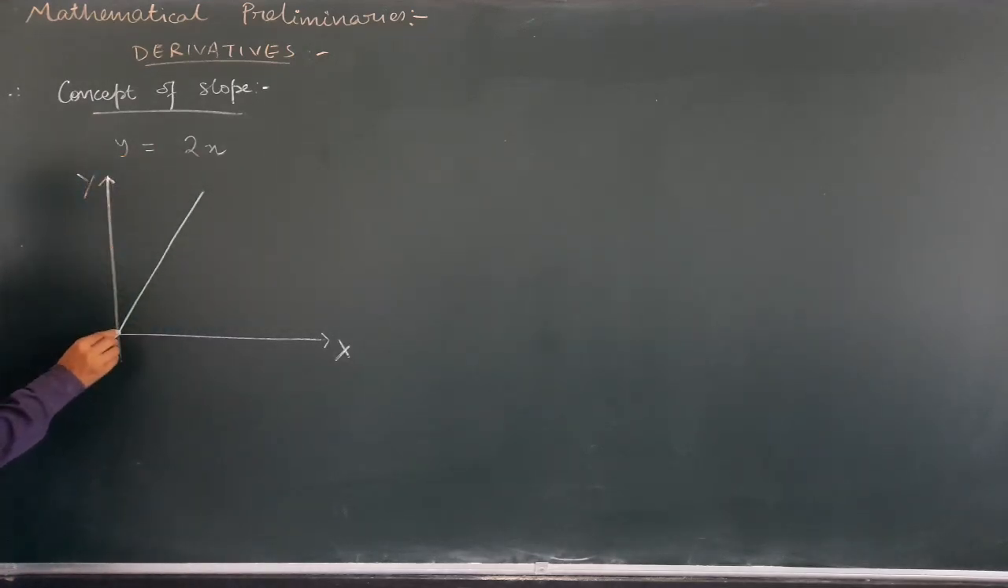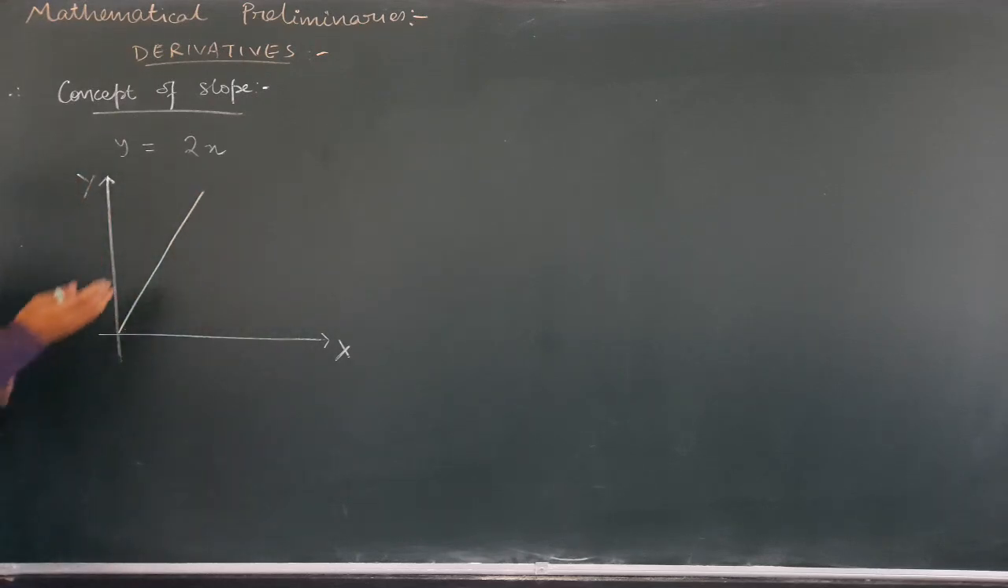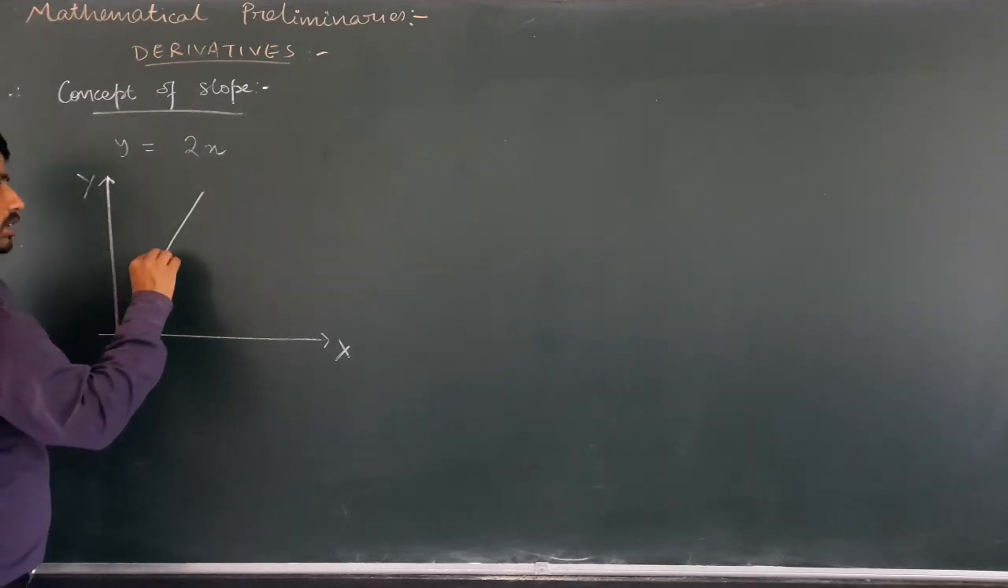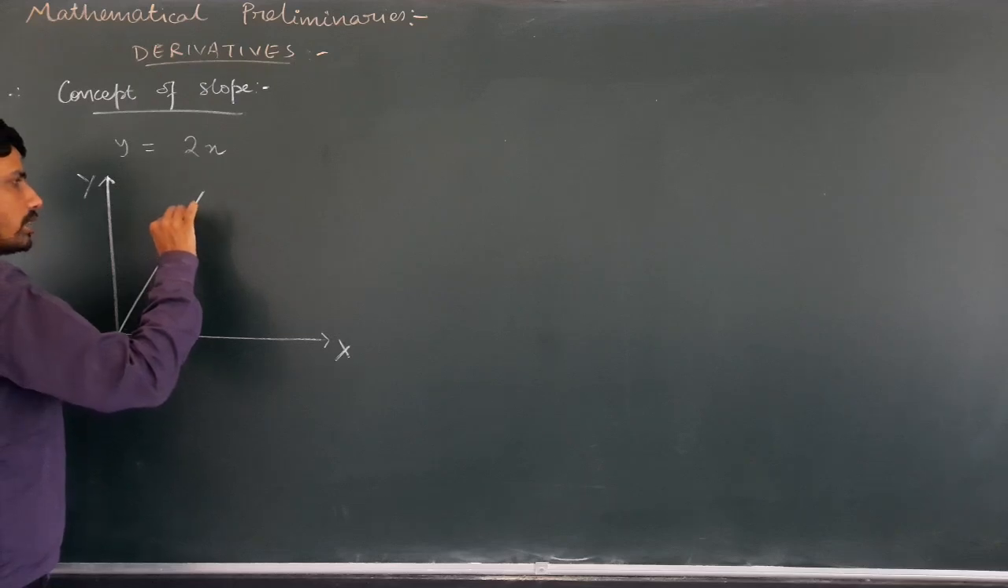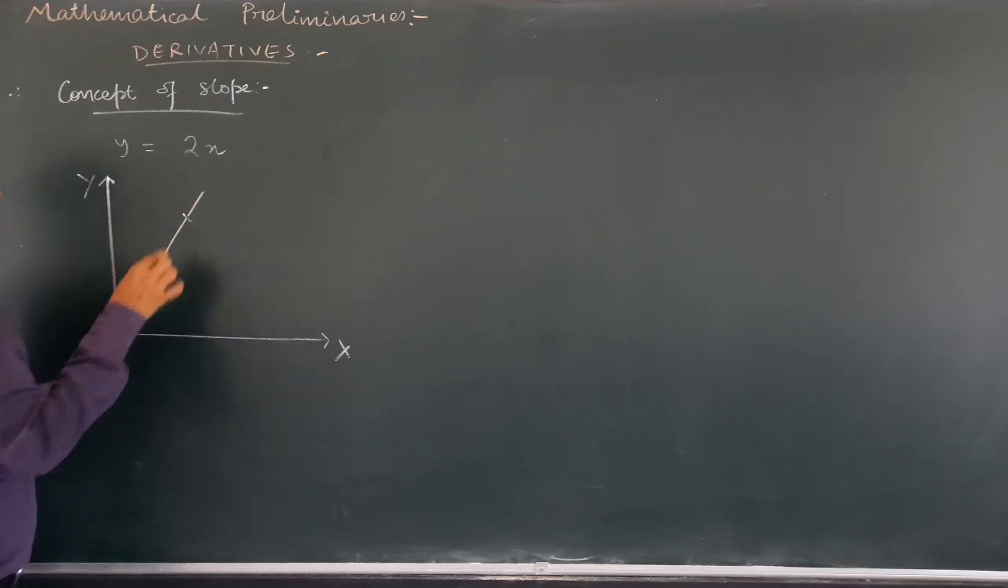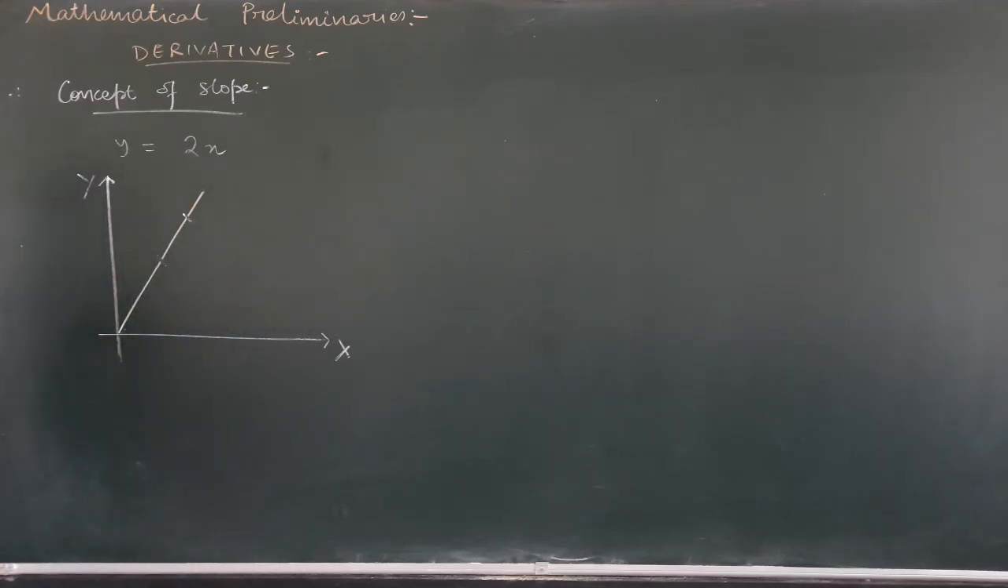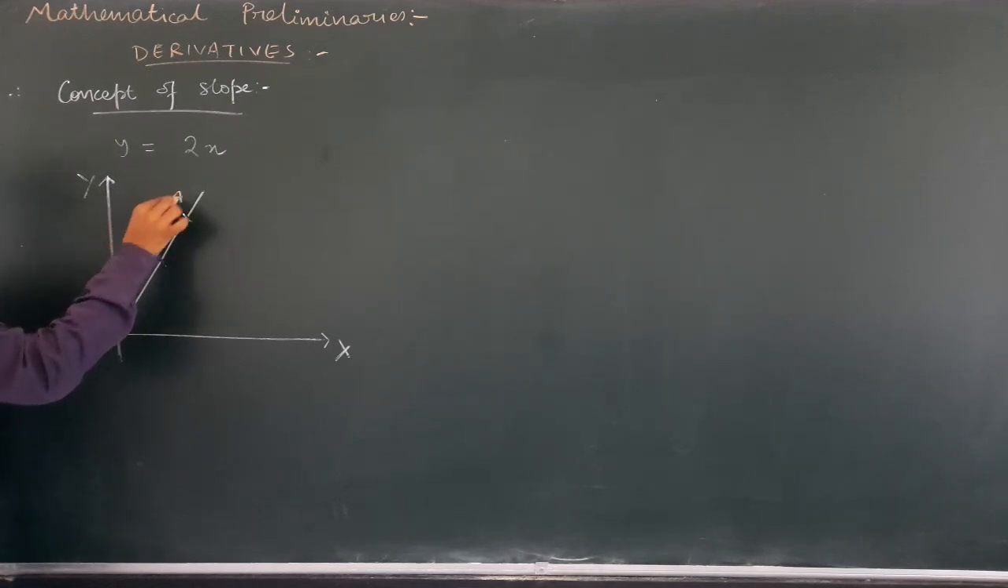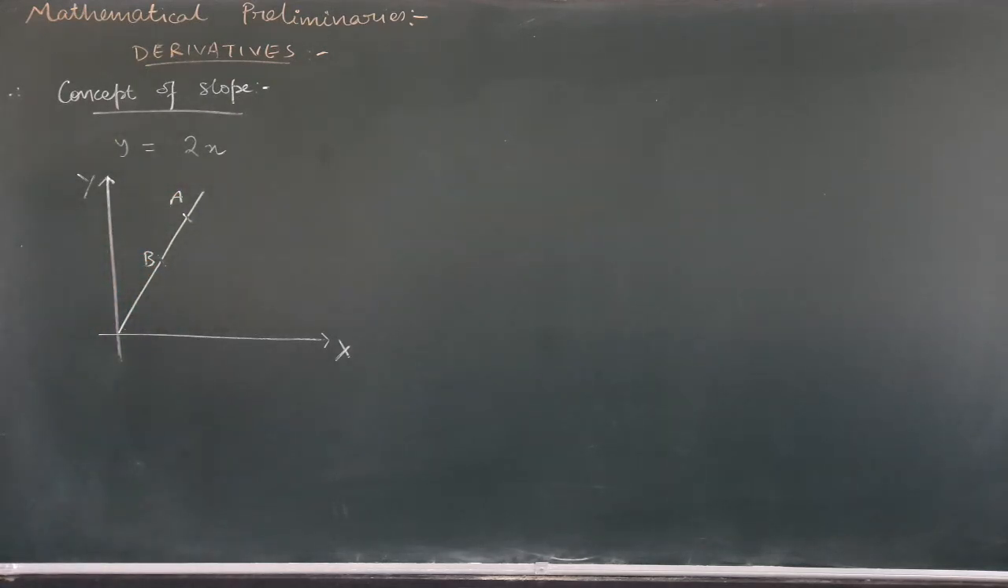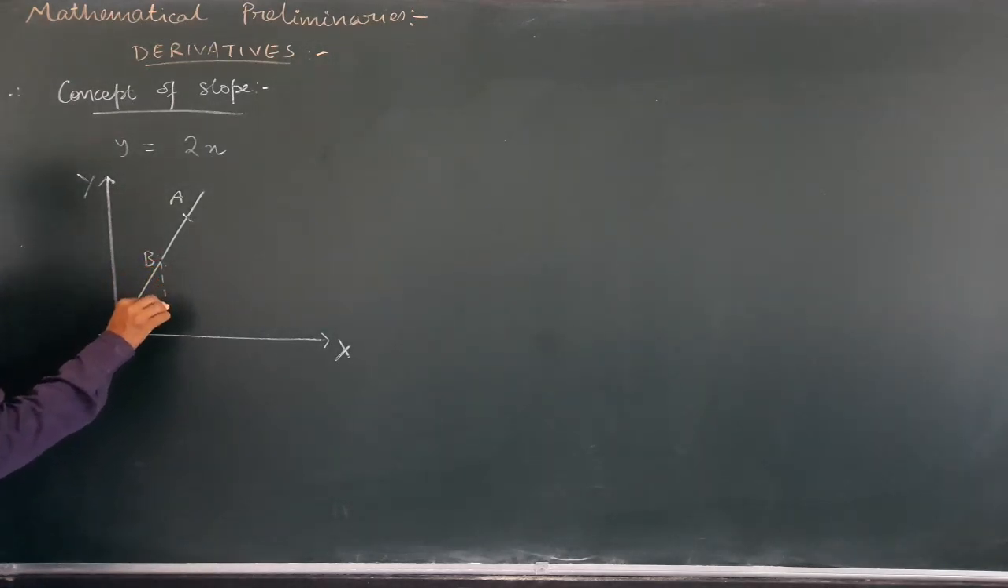y is equal to x will make an angle of 45 degree. It will pass exactly midway between x and y axis. It will be slightly higher. To find slope of this line, what we would do, just take any 2 points on this line. Mark them as suppose A and B. Then from those 2 points, drop perpendiculars on x and y axis.